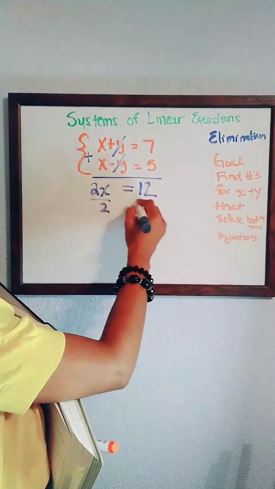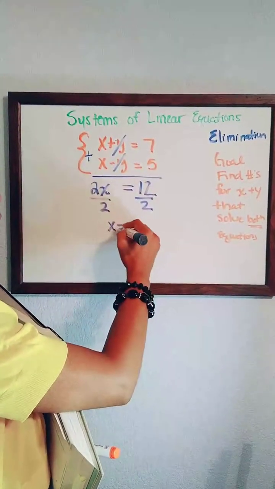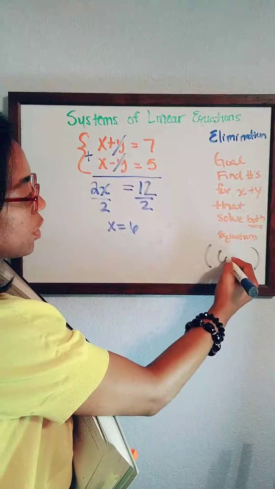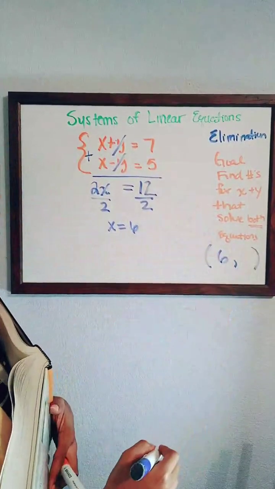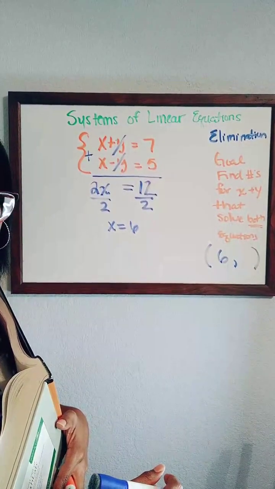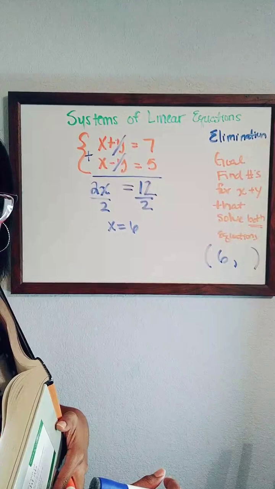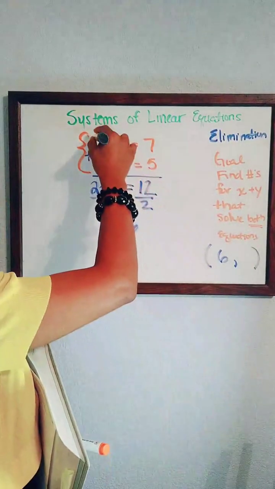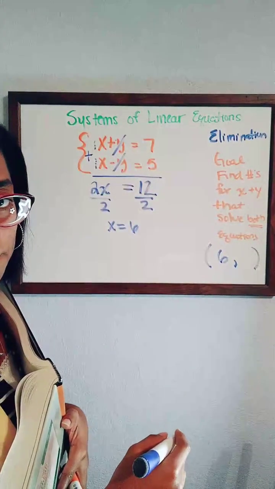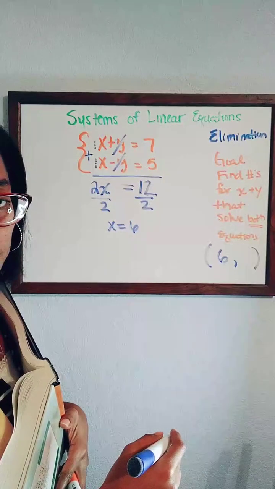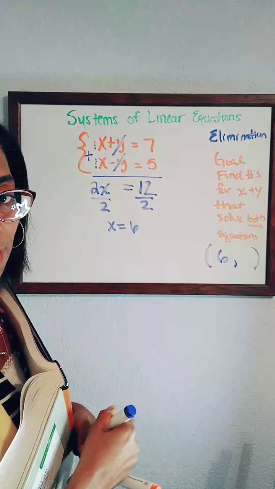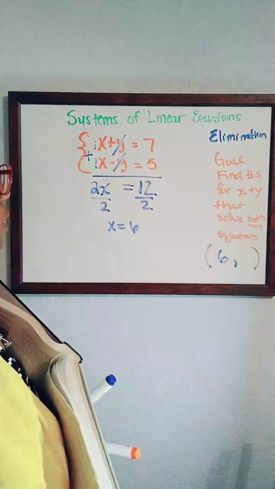So I'm going to divide both sides by 2. X is equal to 6. So I have part of my solution, which is x is equal to 6. Now what am I going to do to find the rest of the solution? Each one of these has a 1 in front of it. We understand it's there. We just don't write it. So now I need to go back and find the other part.